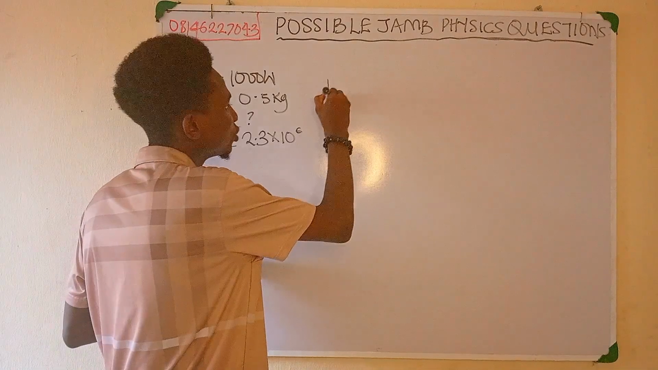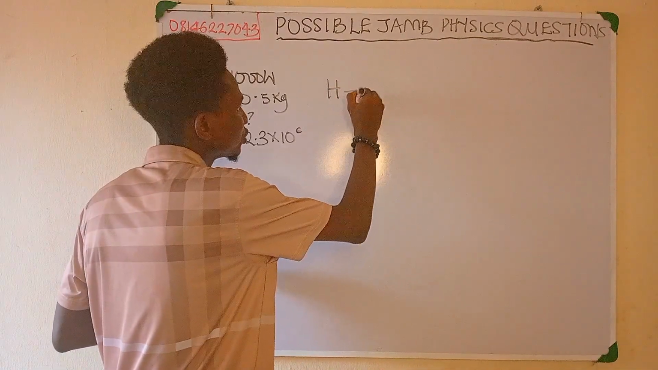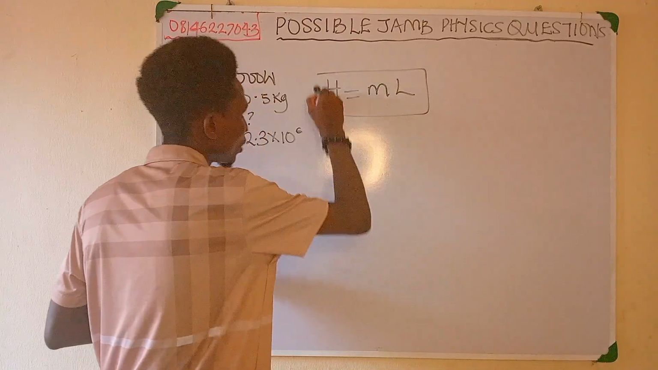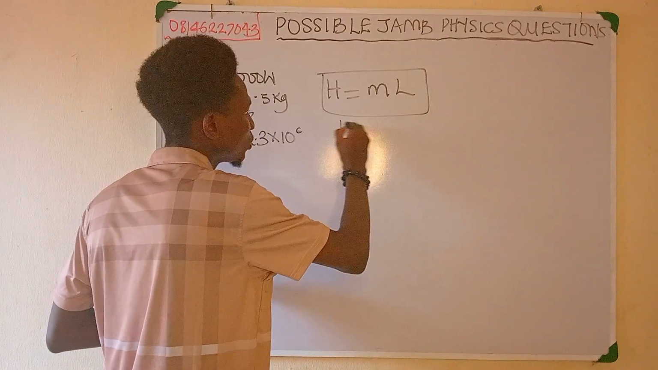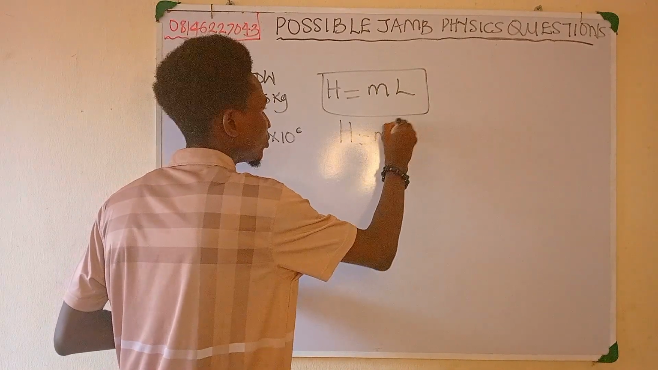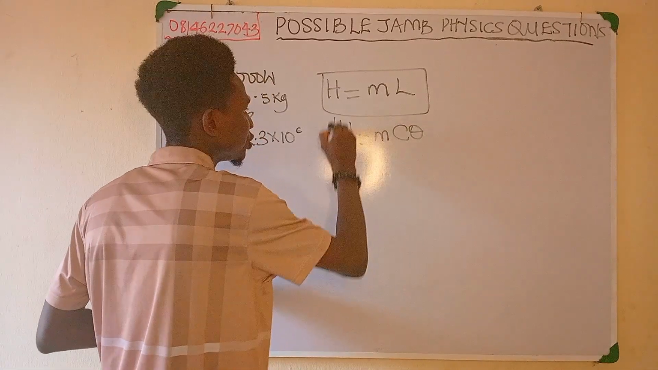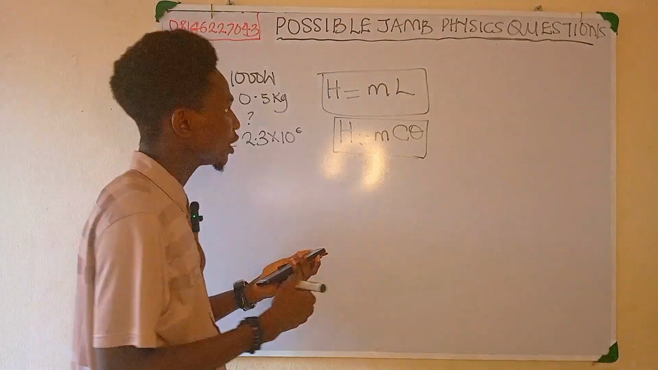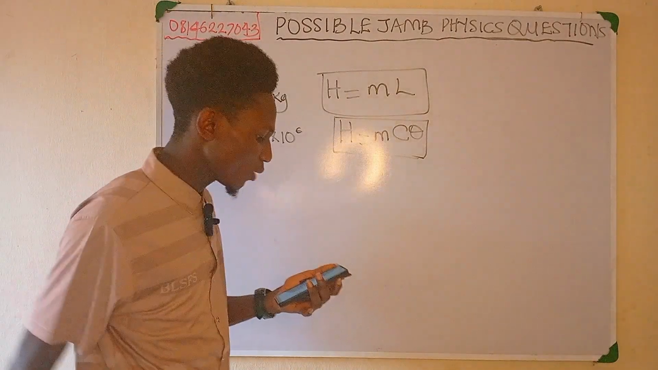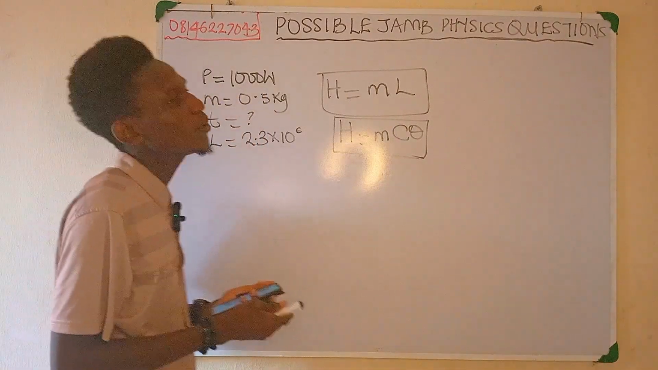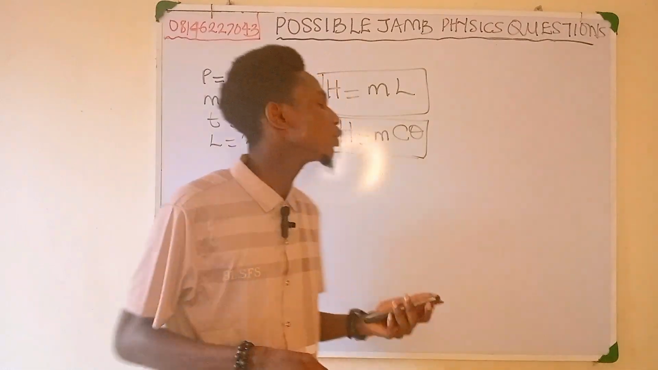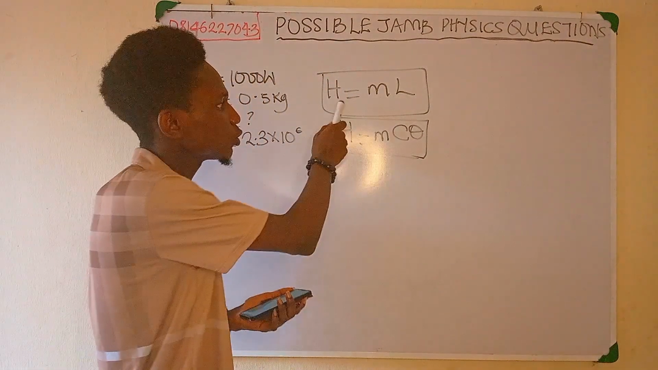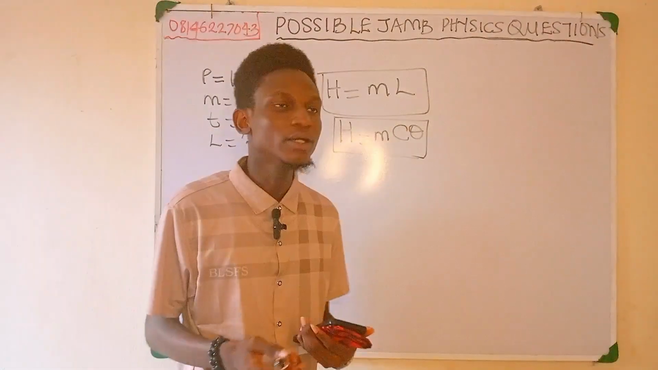Now what do you do in such questions? Please take note that the relationship between specific latent heat of vaporization and quantity of heat is H equals ml, while the relationship between quantity of heat and specific heat capacity is H equals mc theta. So I'm going to be using H equals ml here. Now, you say we should look for time. How do I do this? You said quantity of heat energy is related to latent heat of vaporization with H equals ml. So where does time come in?